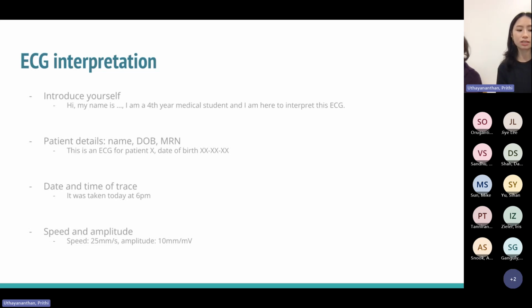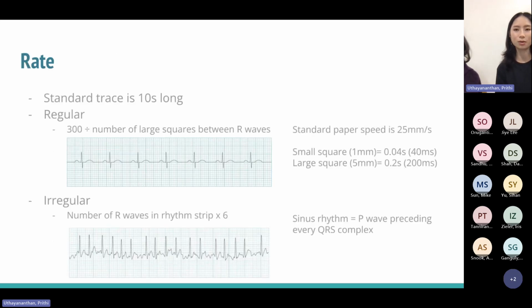I also want to check when this ECG trace was taken, so I'm not looking at an old one, and that I'm looking at the most recent one. I also want to check that the speed and the amplitude are the standard. Normally the standard speed is 25 millimeters per second and the amplitude is 10 millimeters per millivolt, and that's usually found at the bottom.